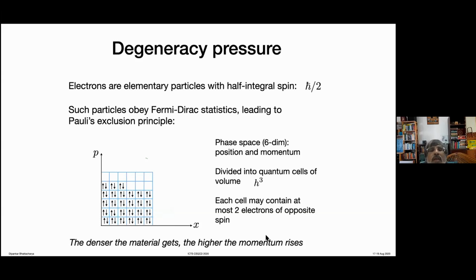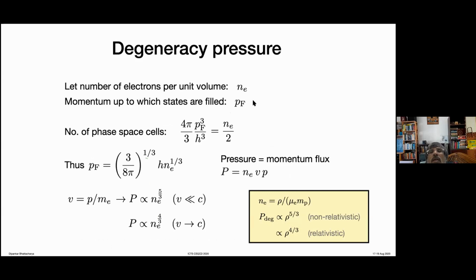Right? So just by virtue of being half integral spin particles obeying Fermi-Dirac statistics, a confined gas within a volume will have a finite momentum. And the smaller the volume, the higher the number density in a given volume, the higher will be the momentum. So this we can now quantify.